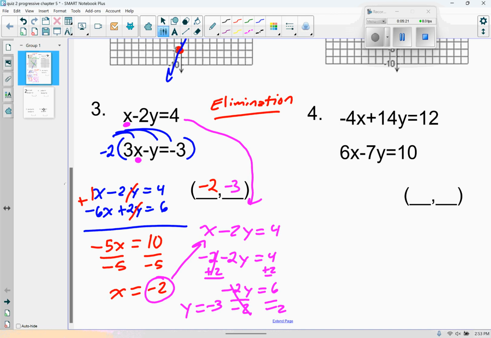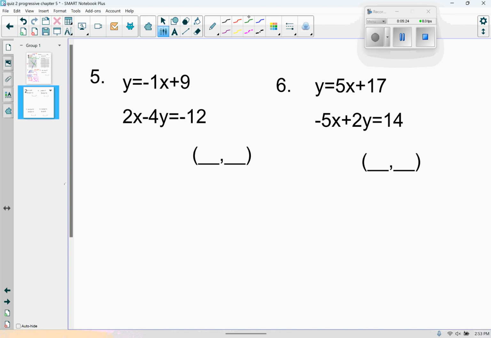All right. I'm on the backside now, to number 5. 5 and 6 are going to be done the same way. We're going to use substitution. Take a look. Do you have x equals or y equals? And the answer is yes. I have y equals this. So this is going to replace this y down here. So I'm going to go 2x minus 4 parentheses equals negative 12. Y used to live there, but now it's going to be negative 1x plus 9.